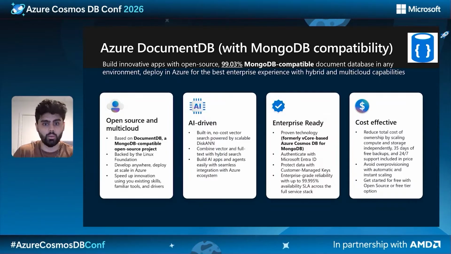It is enterprise ready. We have authentication with Entra ID, and you get all the perks of being an Azure service. We also give you up to a 99.995% availability SLA across the full service stack. It is also cost effective. It reduces the total cost of ownership by scaling compute and storage independently, and it includes 35 days of free backup and 24/7 support in the price. So there is no extra cost for licensing or support or even backup. The price you see on the website is the price you pay every month, and it is based only on the compute and storage required for your workload.